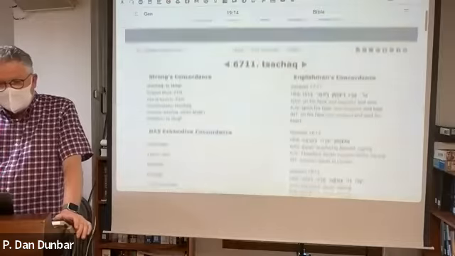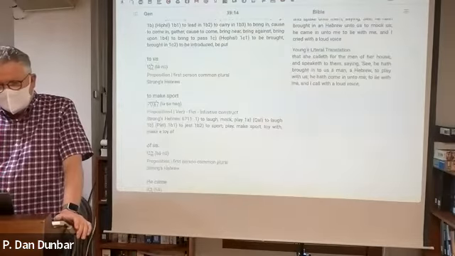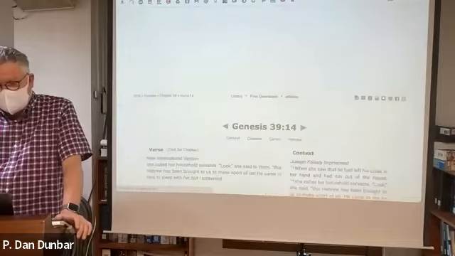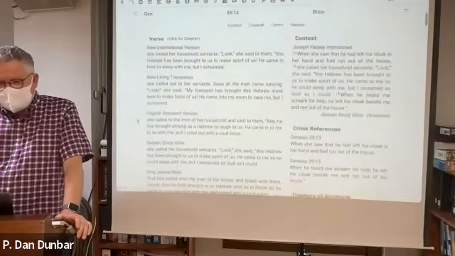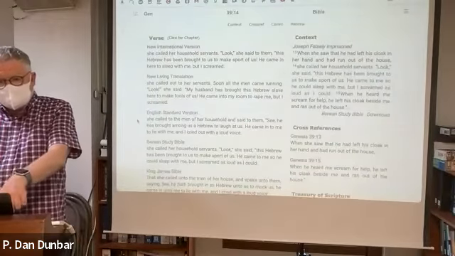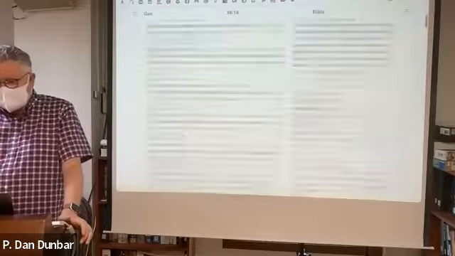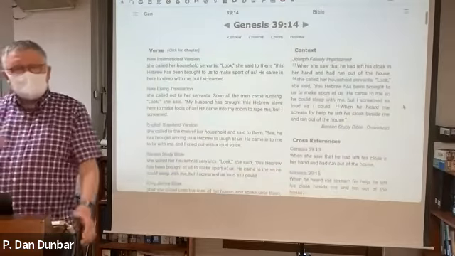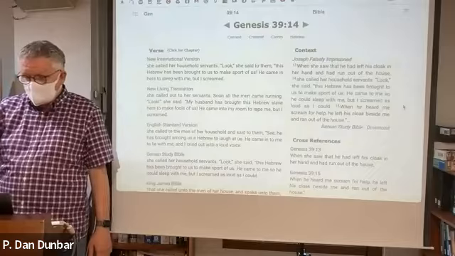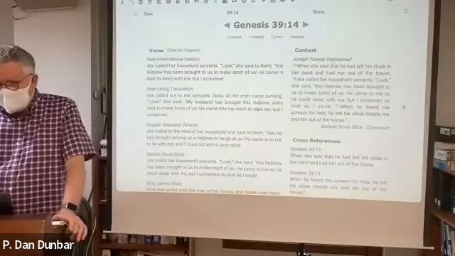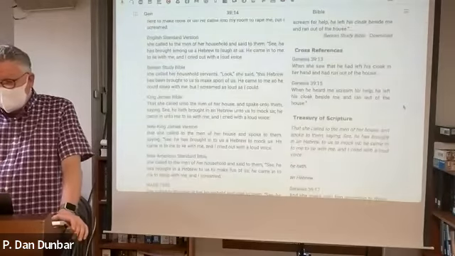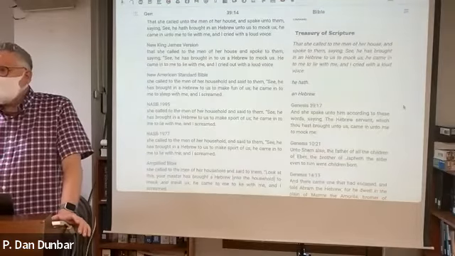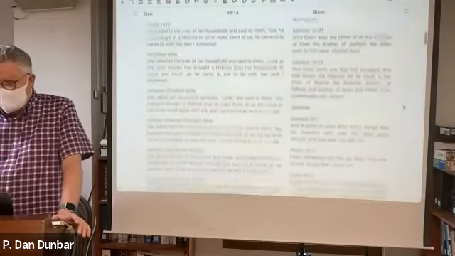Let's go back. Yeah, so when you land on the page, there's the verse. Many translations on the left. On the right, you can see the context. You can see the verse that came before it. You can see the verse that comes after it. And then also some cross references, like verses that might be related to this verse in other parts of the Bible.